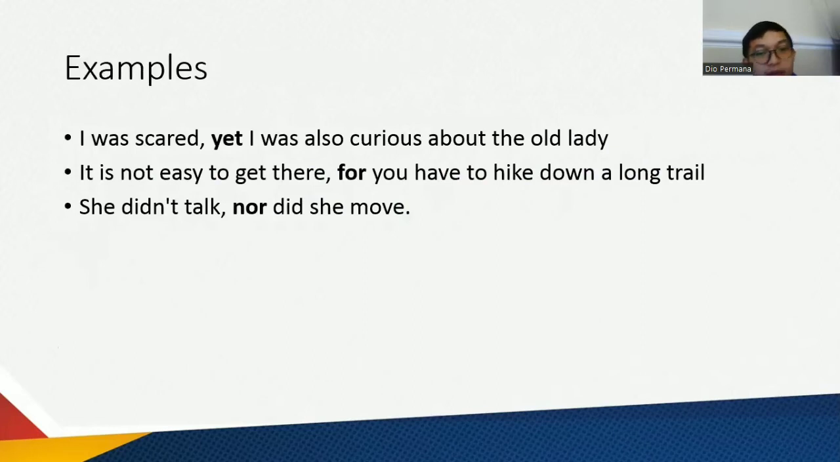I was scared, comma, yet I was also curious about the old land. Saya takut, tapi saya penasaran. It is a contradictive sentence, a contradictive clause. And then the next: it is not easy to get there, for you have to hike a long trip. Nggak mudah nyampe ke sana karena kamu harus mendaki perjalanan yang panjang. And then: she didn't talk, nor did she move. Nggak ngomong, nggak juga bergerak. So this is the example of using yet, for, and nor.